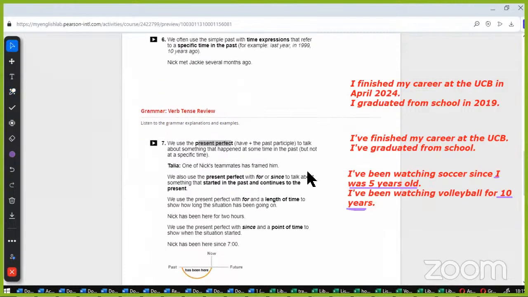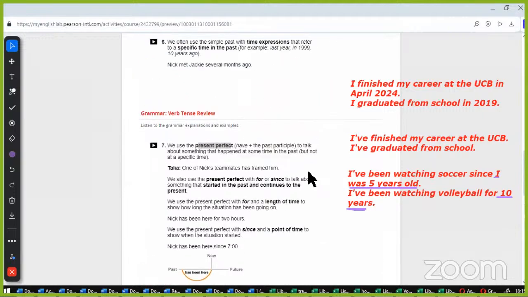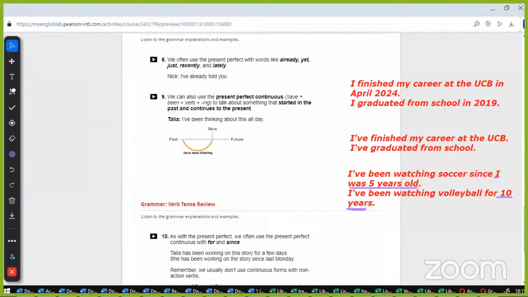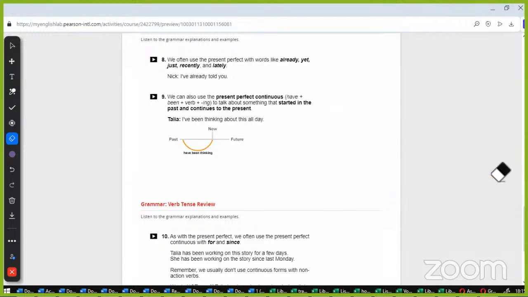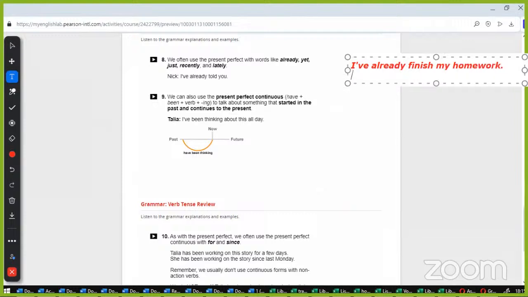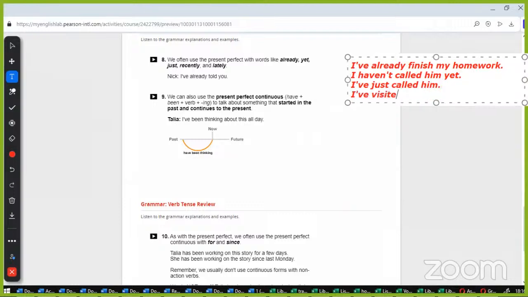Is there any question maybe? No more questions, teacher. I think it's clear. Okay, great. So we often use the present perfect with words like already, yet, just, recently, and lately. We could say, I've already finished my homework. I haven't called him yet. I've just called him. I've recently visited him. Or I've been thinking about this lately.